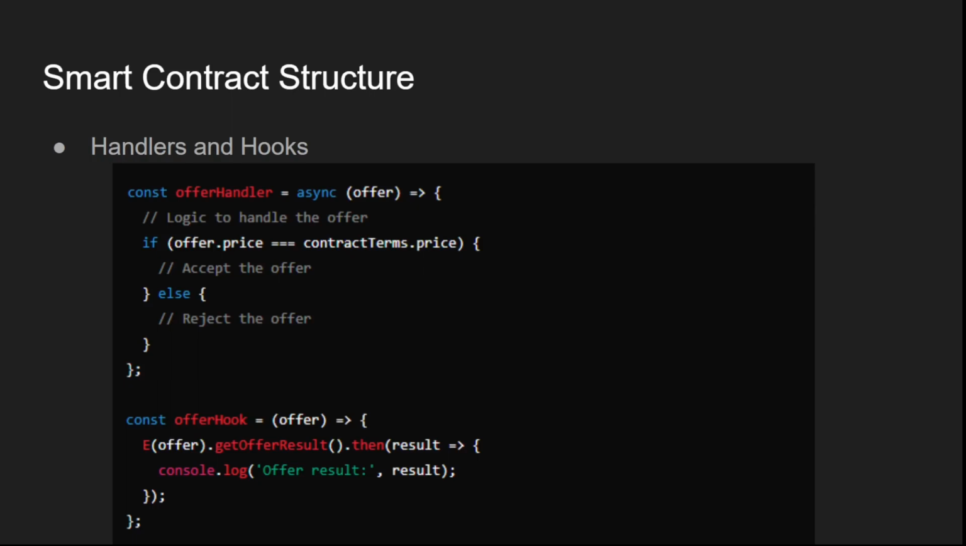Hooks are callbacks that are triggered by specific events or actions within the contract. They allow the contract to respond dynamically to changes and events, such as receiving a new offer or completing a transaction.